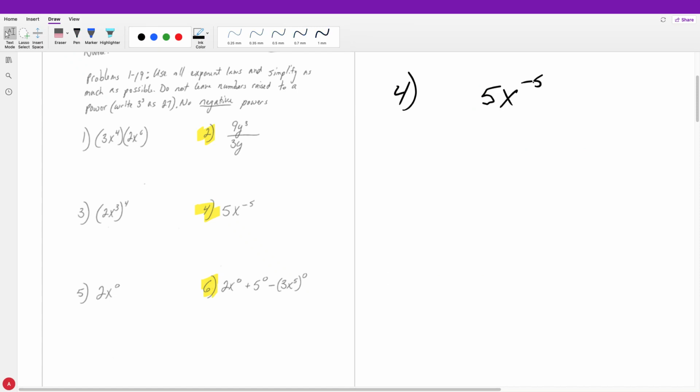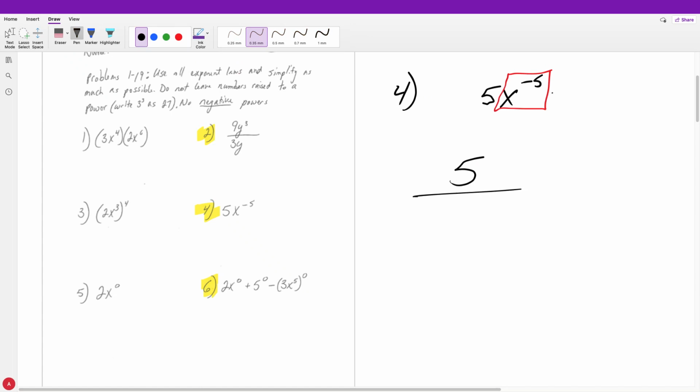All right, so for this problem, we have 5x to the negative 5th power. So we look and see it's not in parentheses. So the only thing that's being raised to a negative power right now is that x. So that 5 is not going to move. It will stay in that numerator.